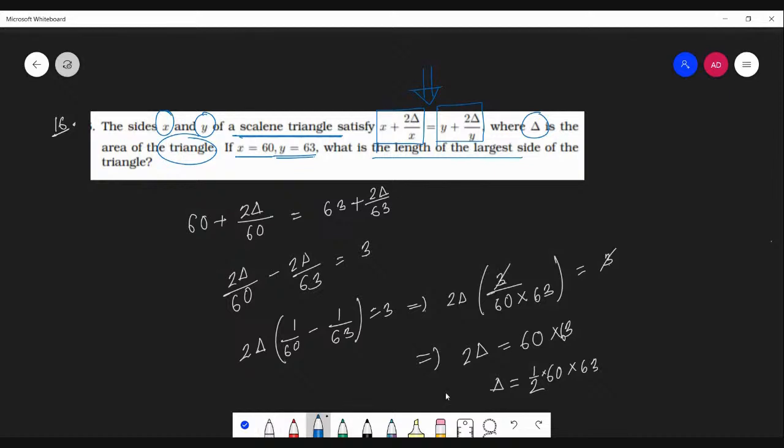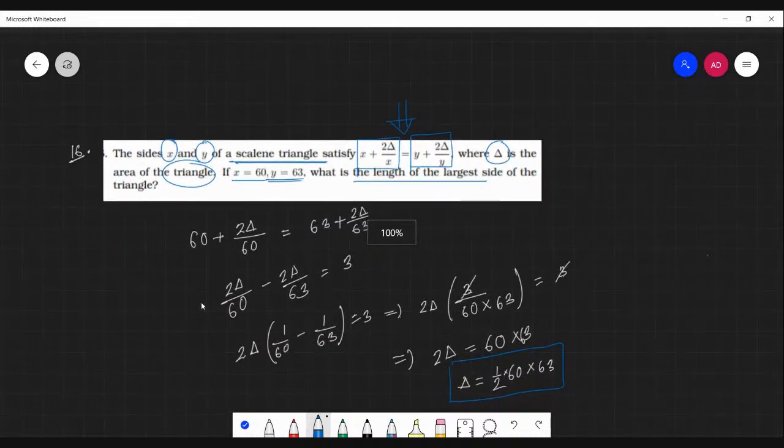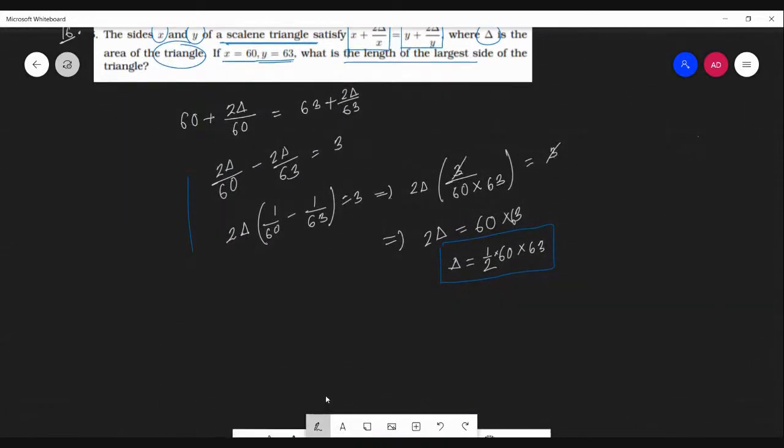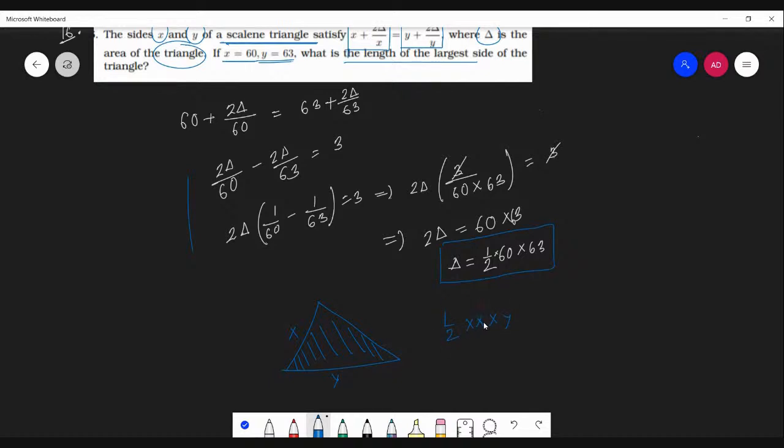A very interesting thing that we get: delta is equal to 1 by 2 into 60 into 63. Basically 60 and 63 are just the lengths of the sides of the triangle. So we have a triangle, suppose this is x and this is y, and the area of the triangle is half into x into y. Since it's half into base into height, obviously it's a right angle triangle.